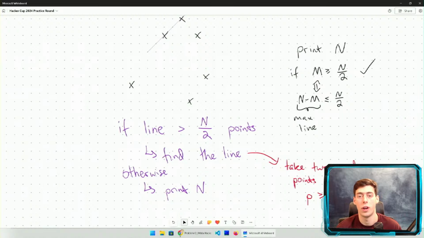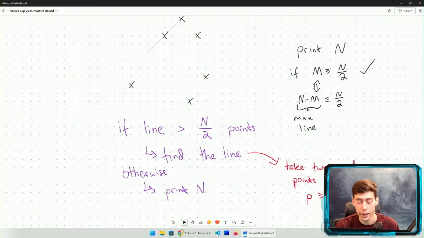Because there are more than n over 2 points on that line. So if we take two random points, those 2 points will define one line, right? Because all points are distinct, all pairs of points are distinct. So if we take two random points, they have at least a quarter probability of being on such a line that we're trying to find, if such a line exists.